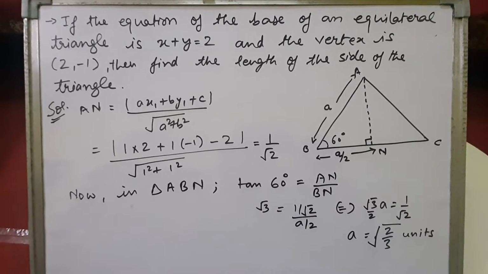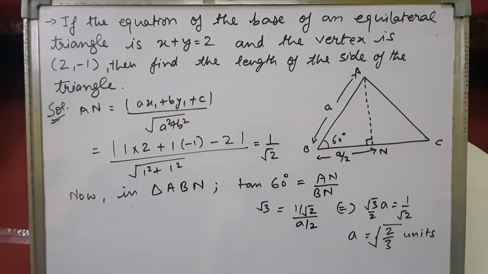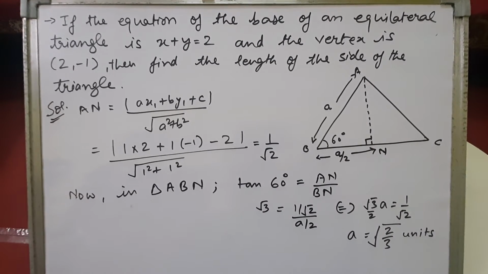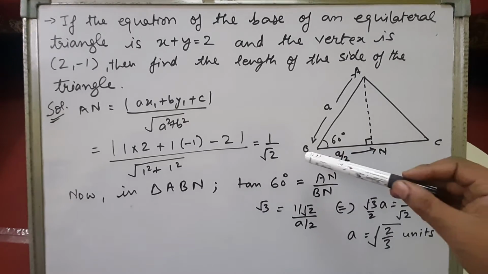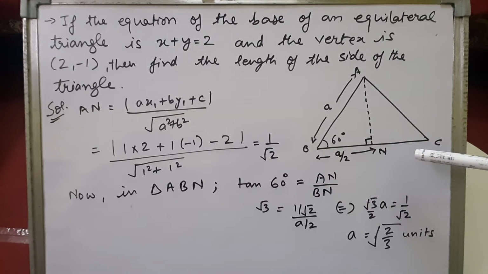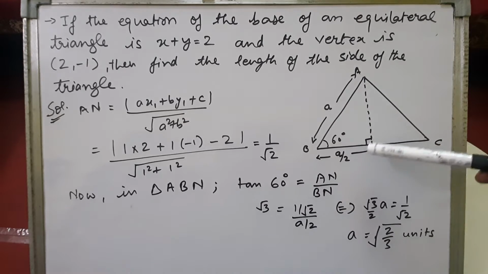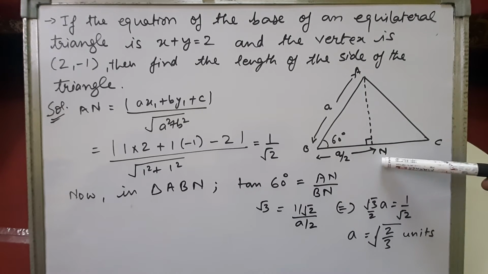Okay, let's see another sum, children. Now in this question, it is given that if the equation of the base of the equilateral triangle is x plus y equals 2 and the vertex is (2, -1), then find the length of the side of the triangle. That means we are given, suppose ABC is an equilateral triangle, the equation of BC, which is x plus y equals 2. And we know that if the length of the side of the equilateral triangle is A, and if we draw a perpendicular from the vertex to the base, that perpendicular bisects the base.